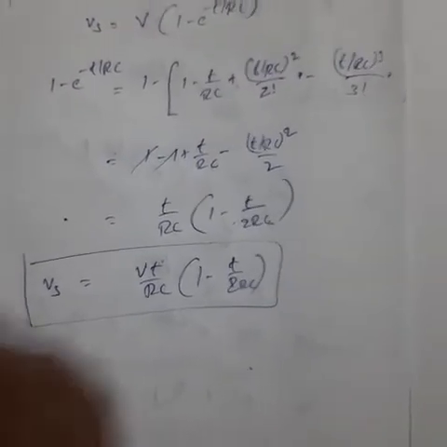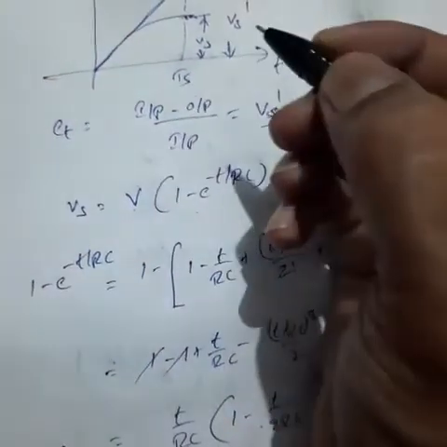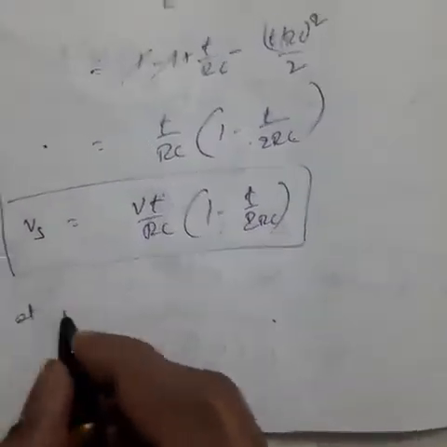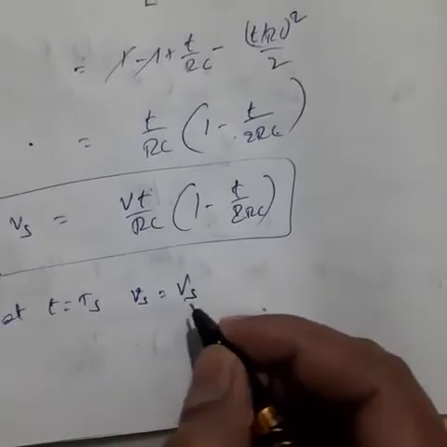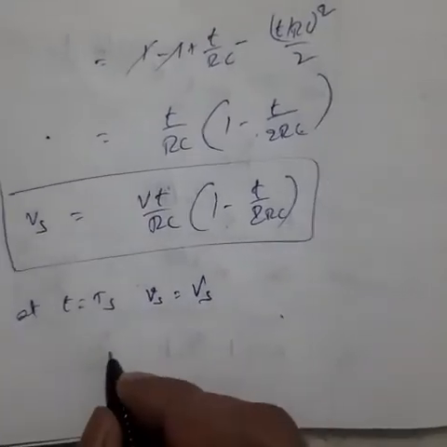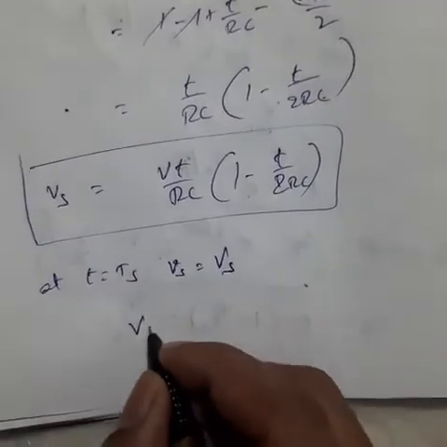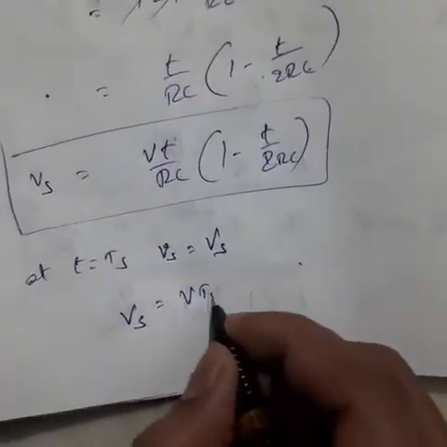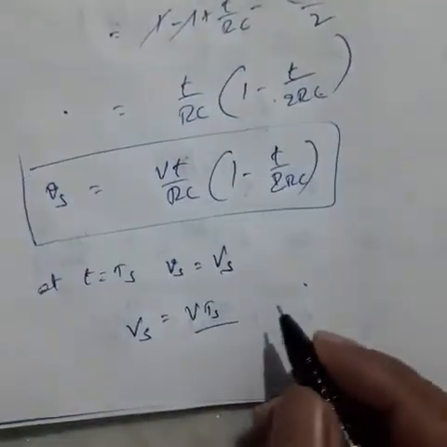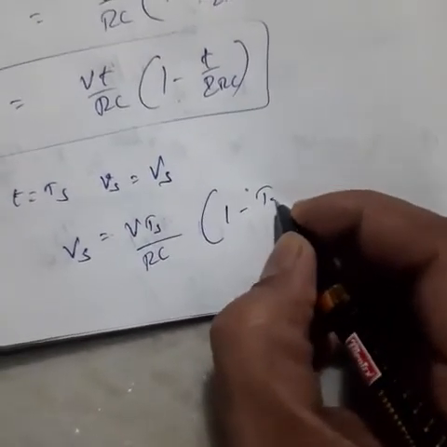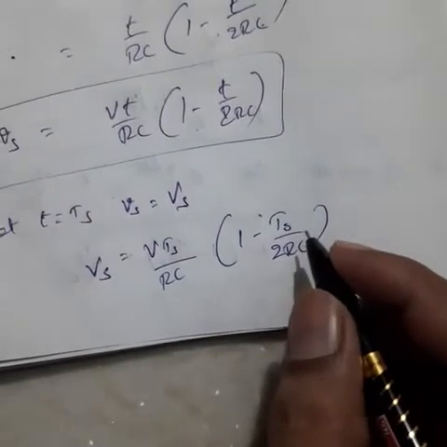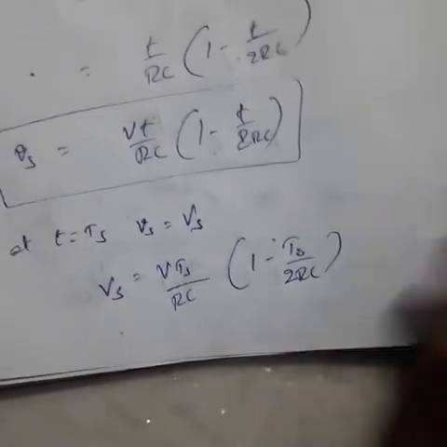Next, at t equal to Ts, this is the time period Ts, small vs equals capital Vs. So the waveform Vs equals V Ts by Rc into 1 minus Ts by 2Rc. This is the Vs value.